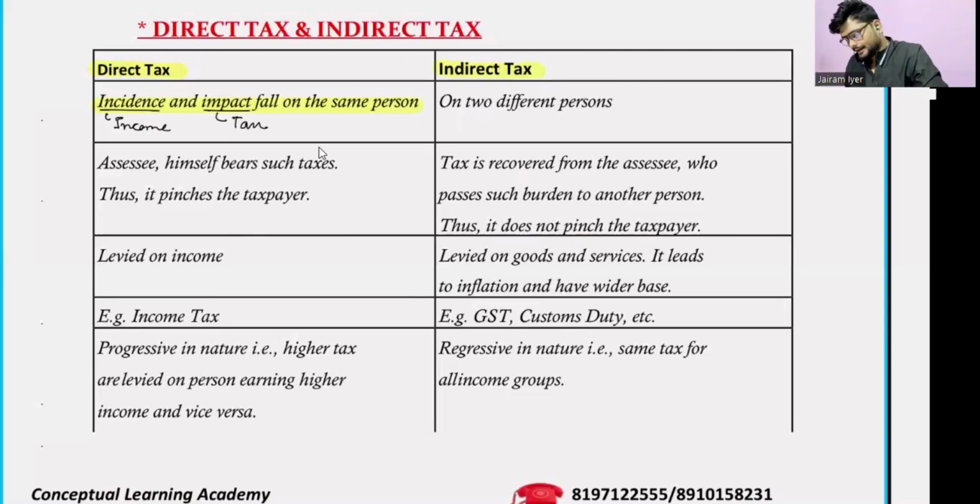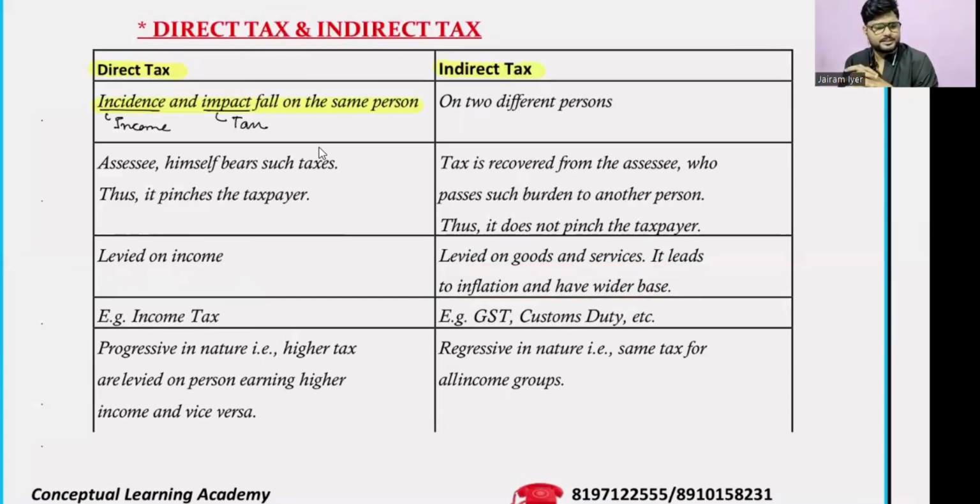Direct tax is levied on income, correct? The amount we earn, tax is levied on the same. But indirect tax is levied on goods and services, and it leads to inflation and has a wider base. It is levied on goods and services. That's why it leads to inflation.